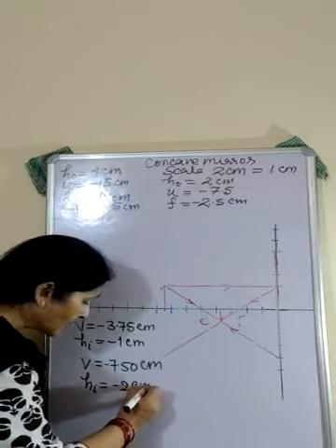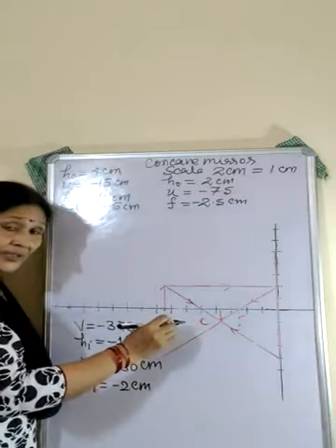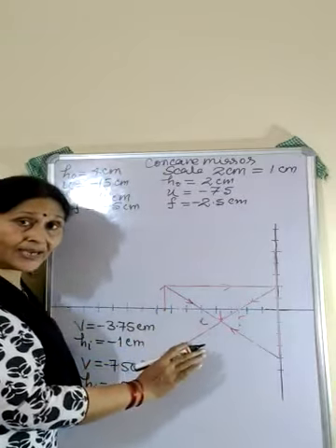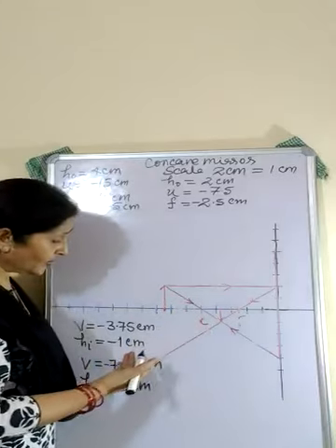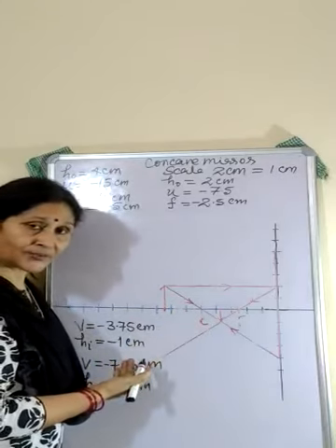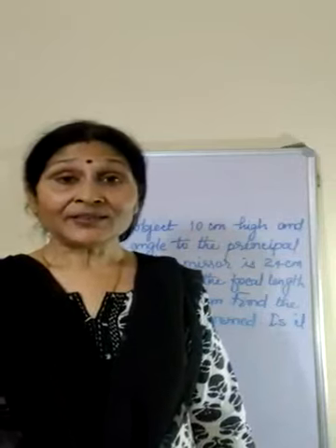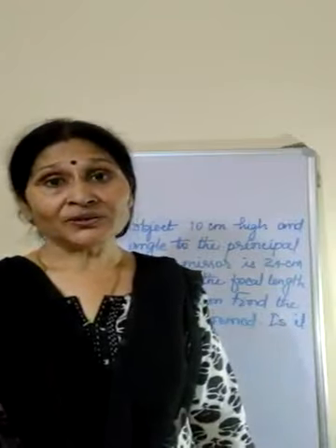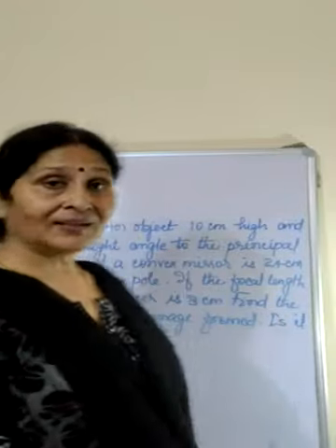So the image formed is real and inverted. Position is also we have got. Let us see one more question based on graphical construction. And this is the question.